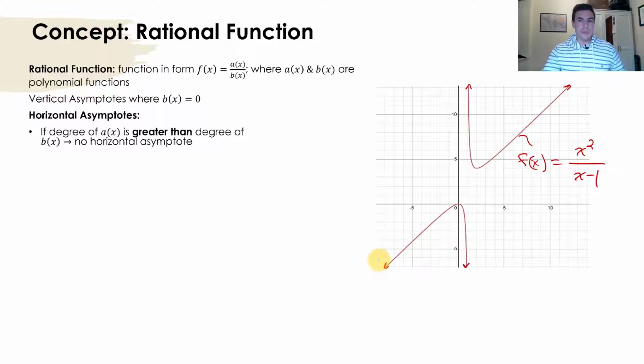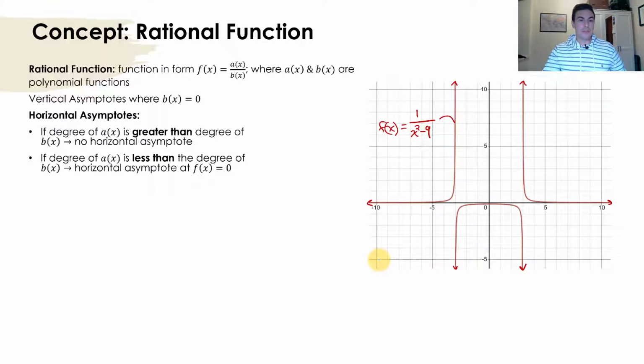What's happening as x is going off into infinity in both directions. Now, if the degree of my numerator, a in this instance, is less than the degree of b, or my denominator, then our horizontal asymptote is going to be at f(x) equal to 0, so y equals 0. If we have f(x) here as 1 over x squared minus 9, we see that the denominator's degree is 2, the numerator's degree is 0, and so we have a horizontal asymptote here at the x-axis.